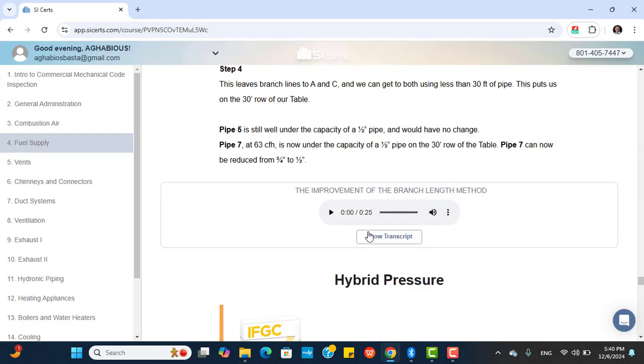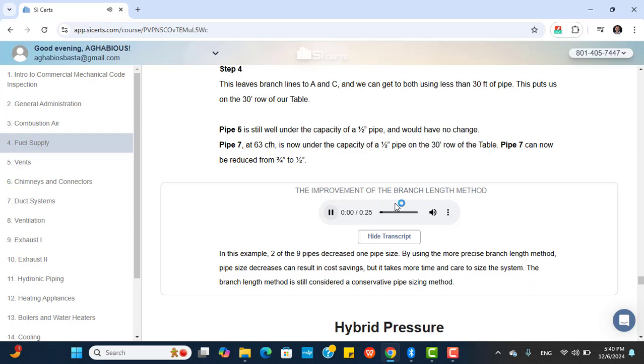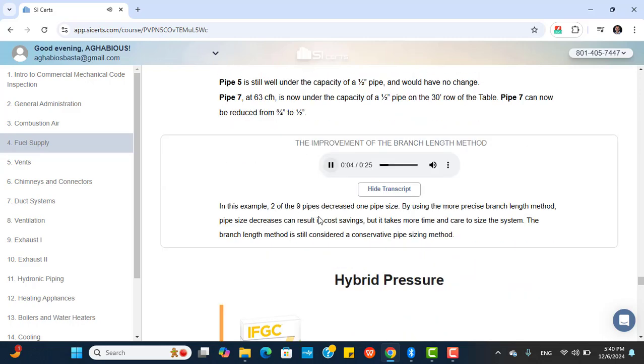In this branch length method example, 2 of the 9 pipes decreased 1 pipe size. By using the more precise branch length method, pipe size decreases can result in cost savings, but it takes more time and care to size the system. The branch length method is still considered a conservative pipe sizing method.